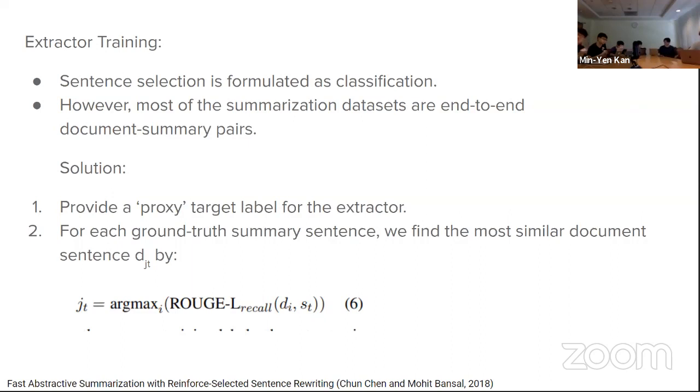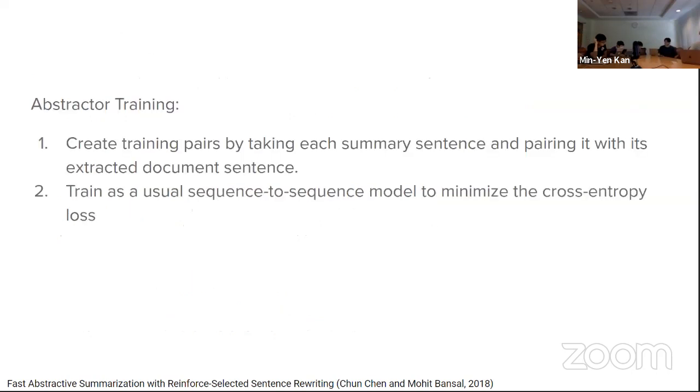So now you have training data for your extractor, where you have a document and sentences that are candidates for extraction. After you have this, in order to create data for the abstractive part, you create training pairs by taking each ground truth summary sentence and pairing it with the extracted document sentence. This is what you're trying to achieve with the abstractor anyway: you take an extracted document sentence and make it into a summary sentence. Then you just train as usual a sequence-to-sequence model to minimize the cross-entropy loss.